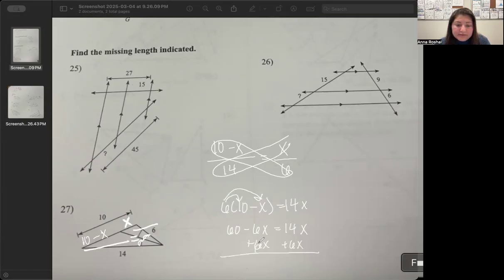That looks like a weird, I don't even know what that was. Okay. So 60 equals 20x. I'm going to divide by 20 on both sides. So x is 3. Again, because they're saying find the missing length indicated, and we're just looking at this portion here, we're only going to say it's 3 units, 3 whatever.